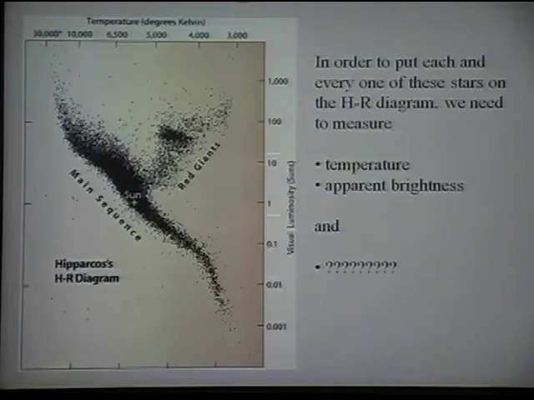It's not a scatter plot. Most of the stars fall on this thing we call the main sequence. There were a few stars on the bottom left. We know those are the white dwarfs. There are a few stars on the top right. Those are the red giants. But most of the stars are on the main sequence.